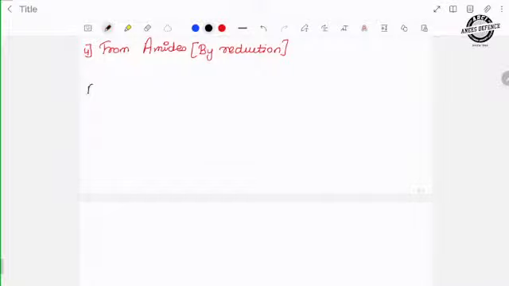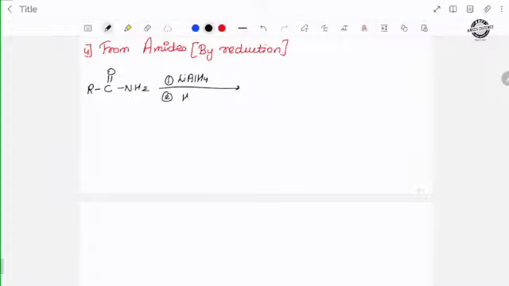It is RC double bond O NH2 in the presence of lithium aluminium hydride, then H2O. Do you know why we add water? It is also to recover the metal again.